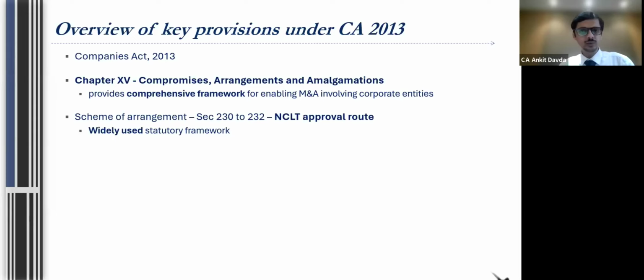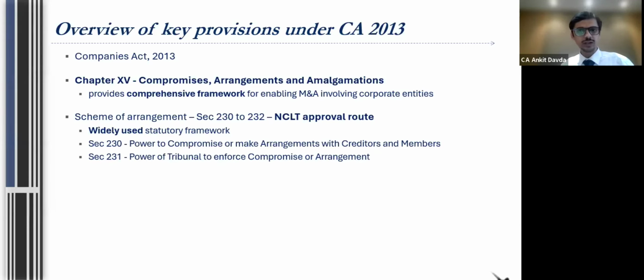So there are different provisions for different types of M&A activity. Out of that, sections 230 to 232, as many of you would have come across, are very widely used provisions, which involve an NCLT approval route. So it is a widely used statutory framework.